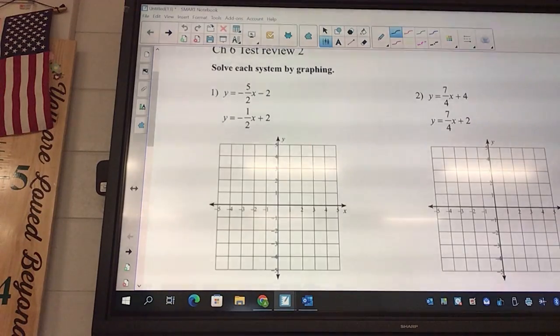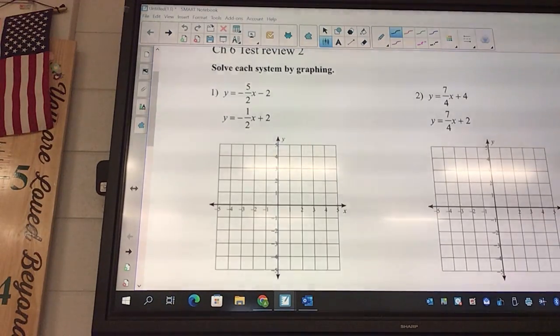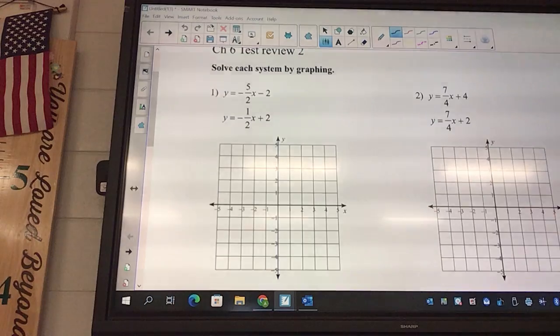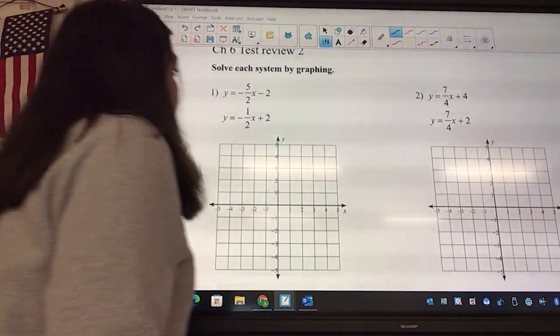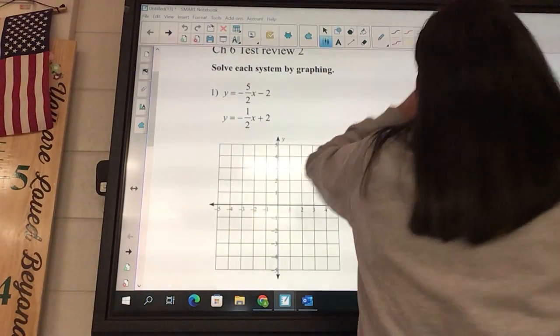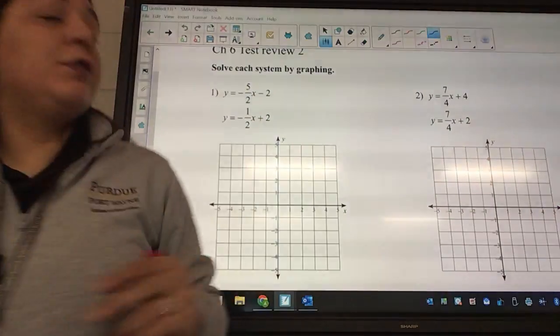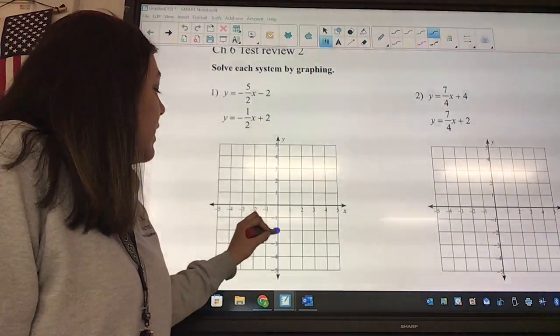We took notes on this yesterday, so today we'll just be breezing through. So, we graph our first line. Where does it start? -2. So we're going to go to -2 and put a dot.